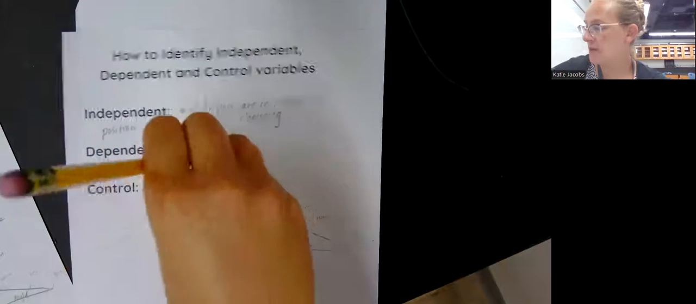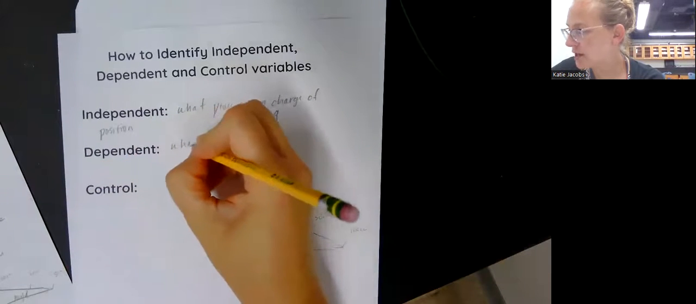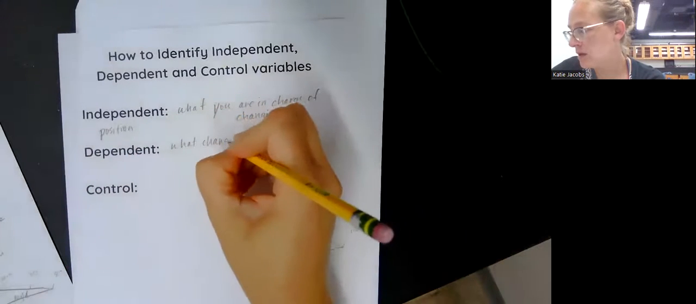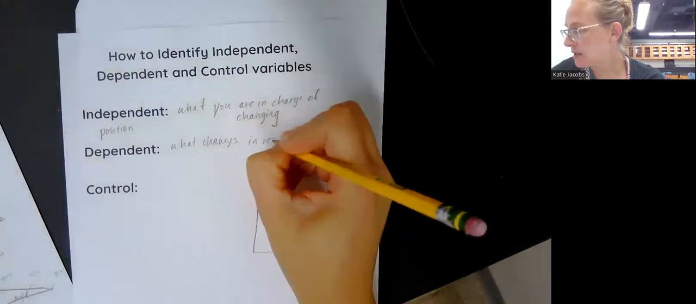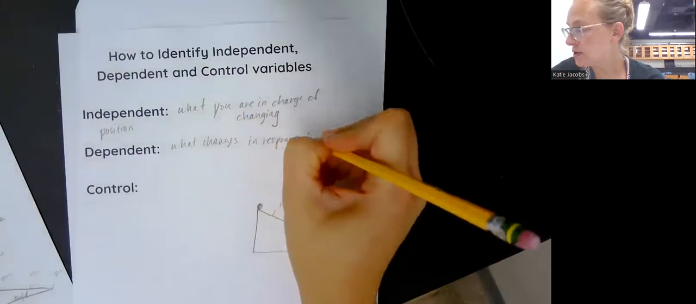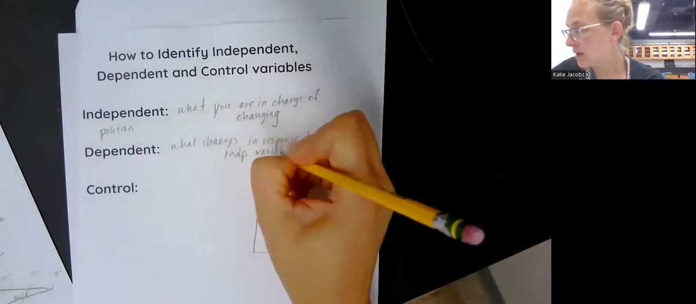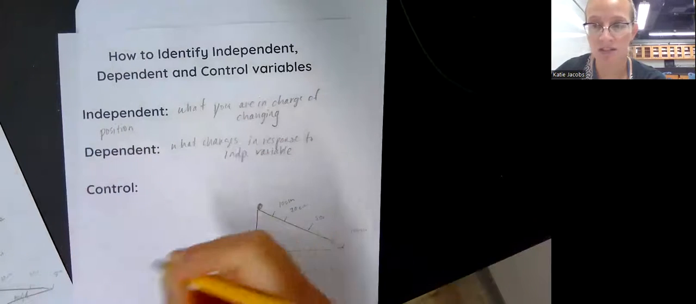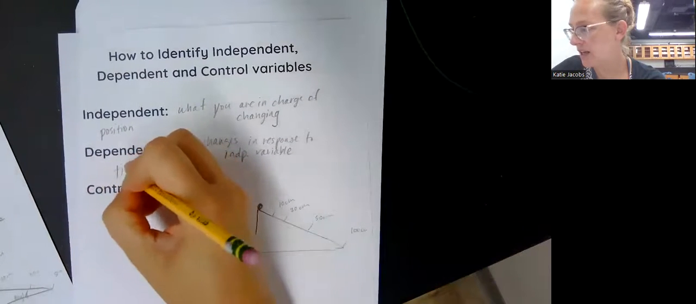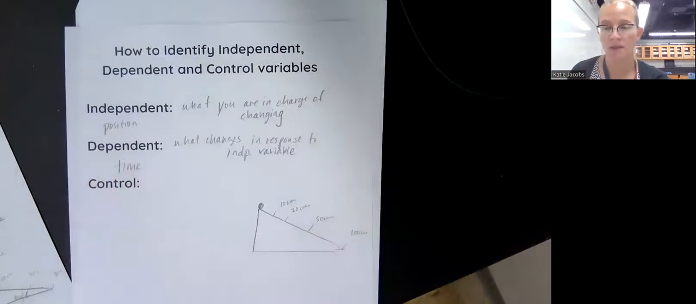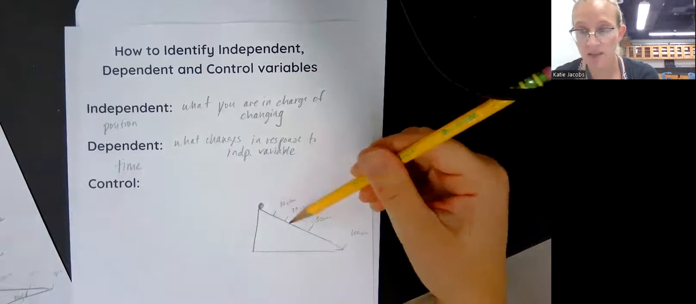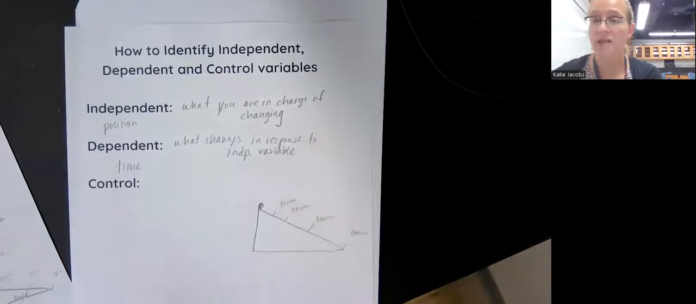The dependent variable is what changes in response to the independent variable. In this practice example, let's say time is my dependent variable. I'm going to measure the time that the ball gets to these different positions. I am measuring the time, probably in seconds with a stopwatch.